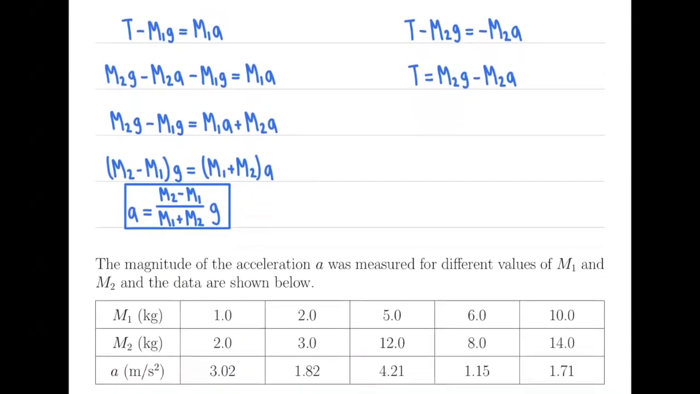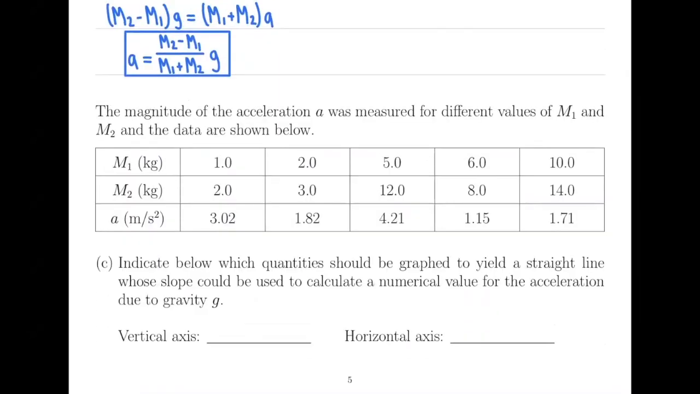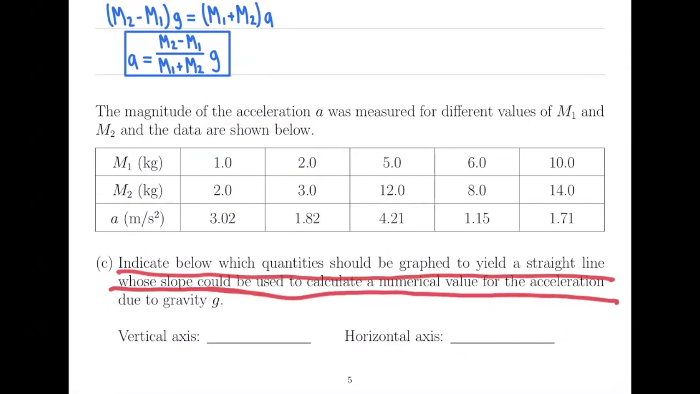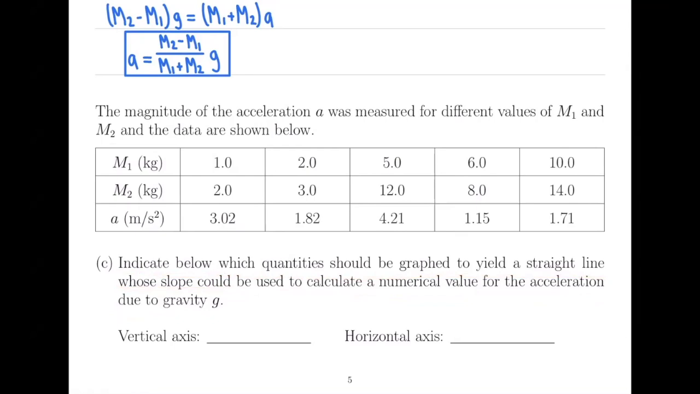And let's do part C now. There's more parts, like I said, but I stopped it at C. So the magnitude of the acceleration a was measured for different values of m1 and m2, and the data are shown below. Indicate below which quantities should be graphed to yield a straight line whose slope could be used to calculate a numerical value for the acceleration due to gravity g. Okay, so they give us a bunch of data. They changed m1, they changed m2, and they found the acceleration for each m1 and m2.